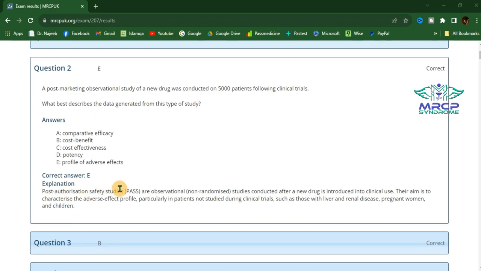Post-authorization safety studies, PASS, are observational, non-randomized studies conducted after a new drug is introduced into clinical use. Their aim is to characterize the adverse effect profile, particularly in patients not studied during clinical trials, such as those with liver and renal disease, pregnant women, and the children.